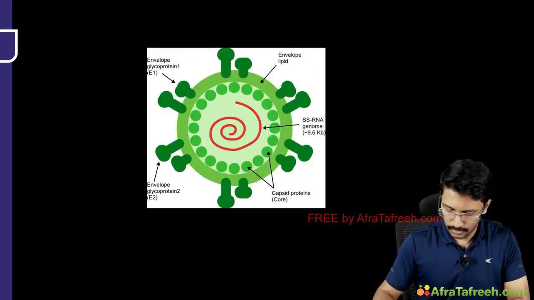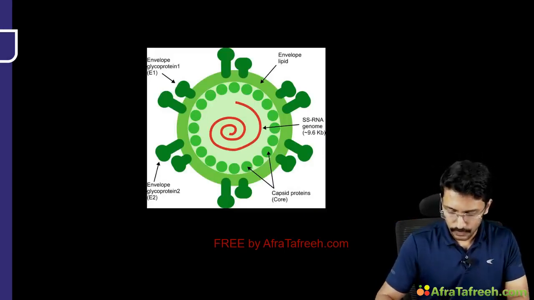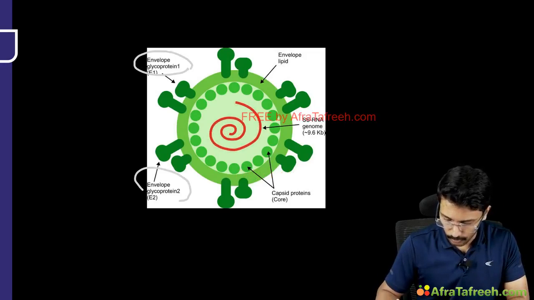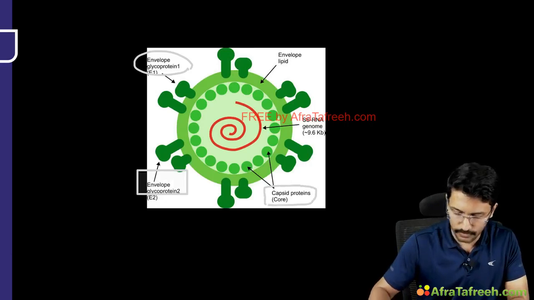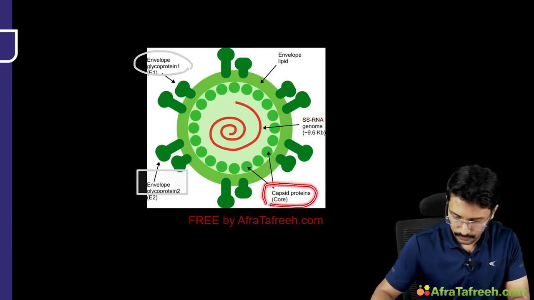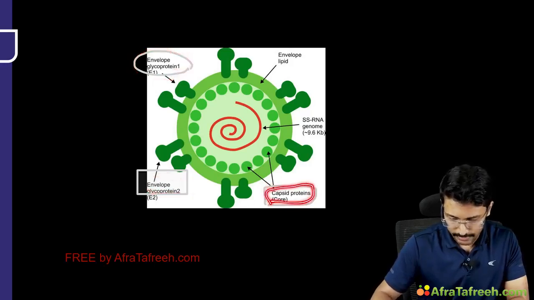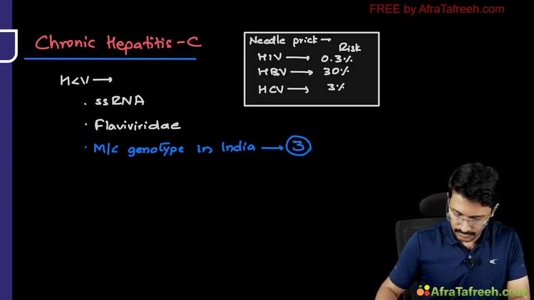Now when we look at the hepatitis C virus, it is an enveloped virus, and it is a single-stranded RNA virus. In the center it has a single-stranded RNA genome, and it has an envelope which has two types of glycoproteins, envelope glycoprotein 1 and envelope glycoprotein 2. Within the envelope we have a nucleocapsid, or you can say the core of the virus, which has capsid. So protein-wise, it has three important proteins: envelope glycoprotein 2, envelope glycoprotein 1, and core protein. And genome-wise, it has a single-stranded RNA. That is the basic structure.